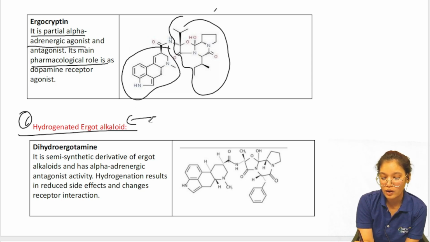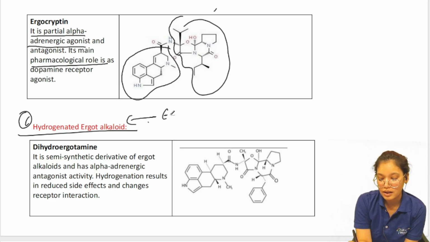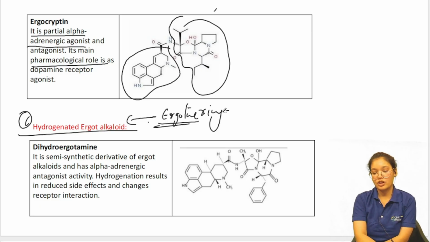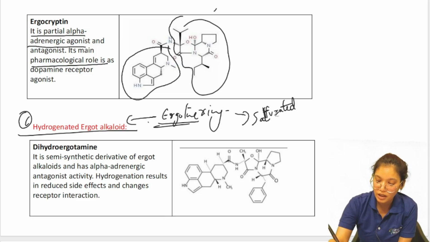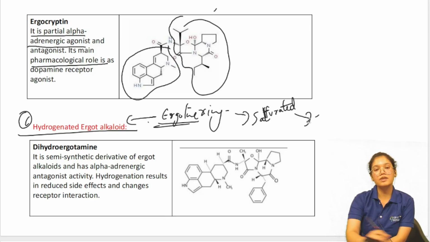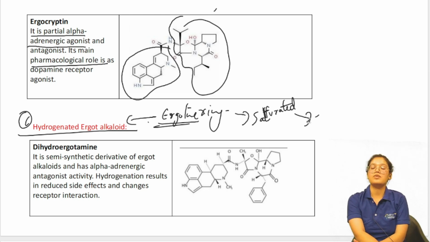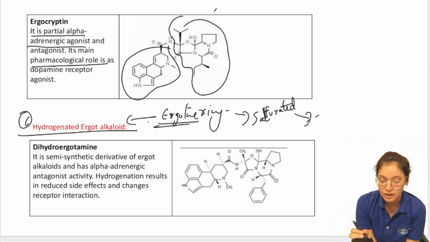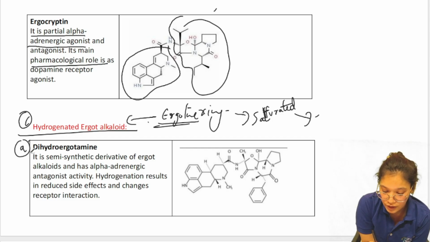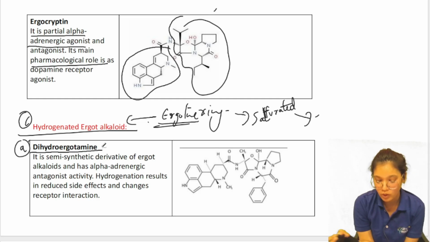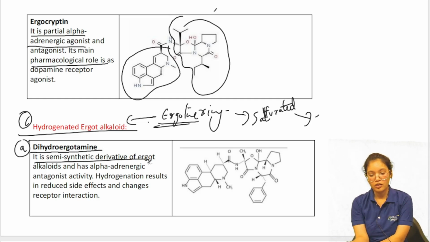Now what is this hydrogenated ergot alkaloid? In this, the ergoline ring that is present in its structure is saturated, not the whole ring, but at a particular place it gets saturated, and due to this the selectivity increases and the side effects decrease. Okay. Now an example of this hydrogenated ergot alkaloid is dihydroergotamine. It is a semi-synthetic derivative of ergot alkaloid.